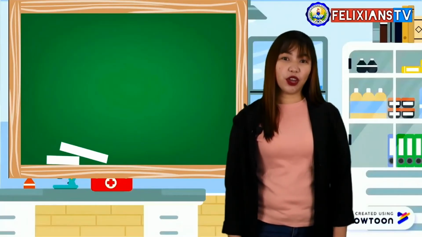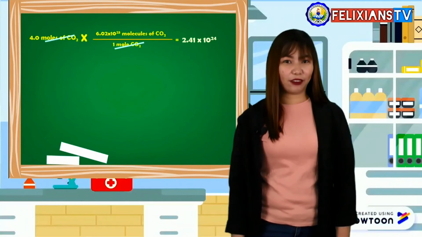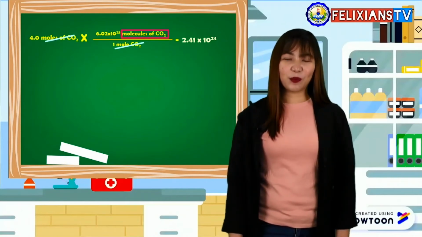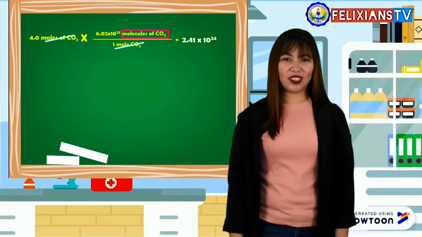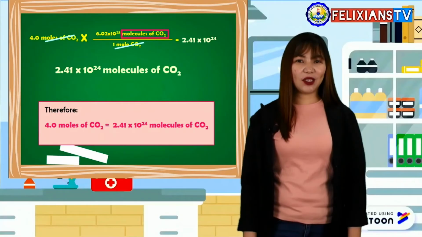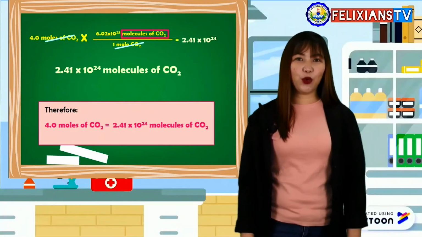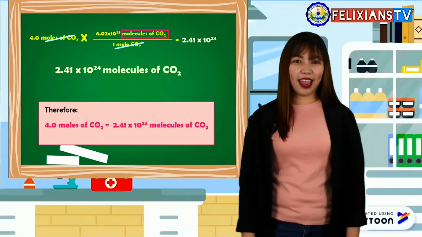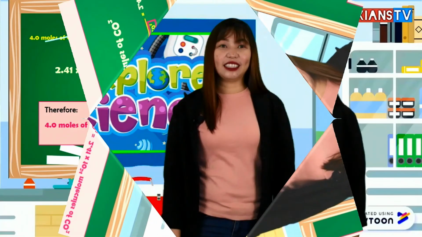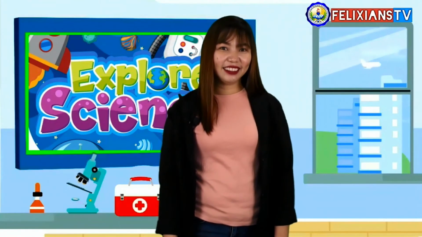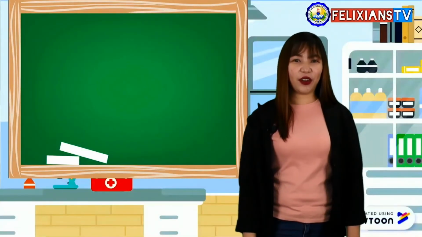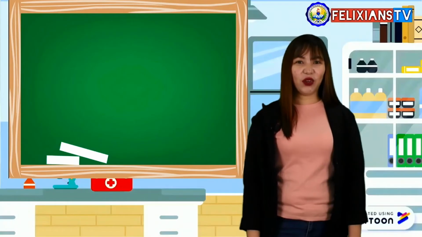What unit of measurement was left? Correct! It's molecules of carbon dioxide. Therefore, 4.0 moles of carbon dioxide is equal to 2.41 times 10 raised to 24 molecules of carbon dioxide. Do you understand? Wow! Nice to hear that. Very good. Let's try another example.